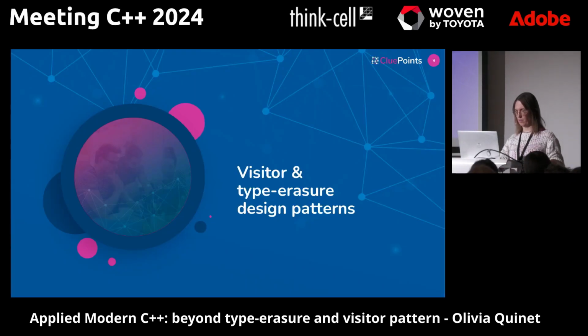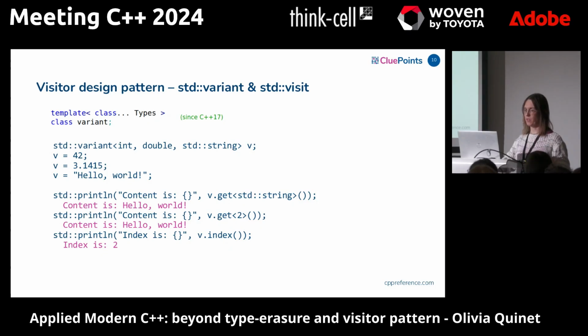So, just for a recap, this is a brief summary of the visitor design pattern with std::variant and std::visit. So, variant is a template class that can take a series of types. So, v is a variant that can contain an int, a double, or a string. In the first line, v equals 42, we put an integer. In the second line, we put an approximation of pi, and in the third line, we put a string, and everything is good. And we can print the content of the variant and get some index too. It's okay.